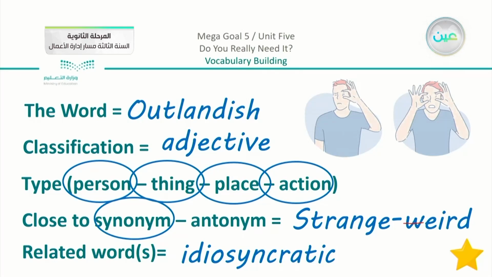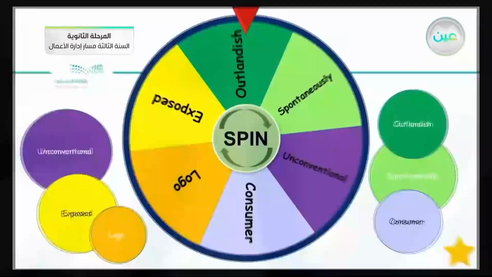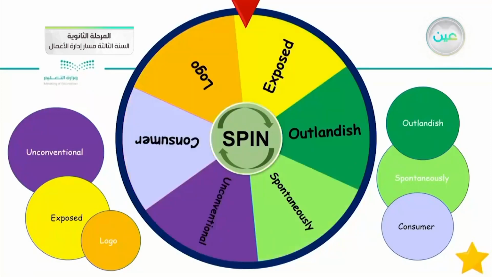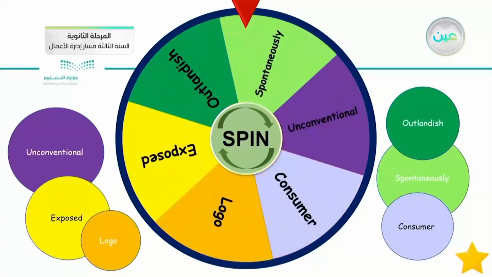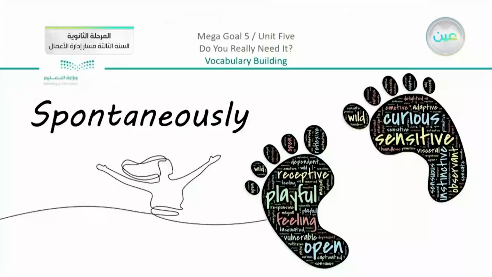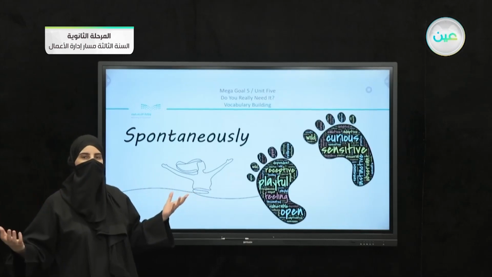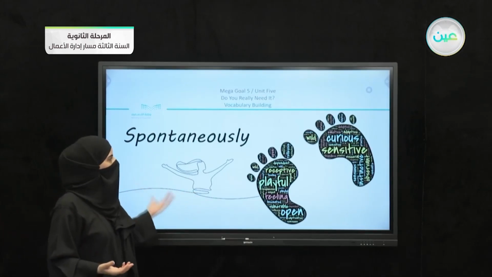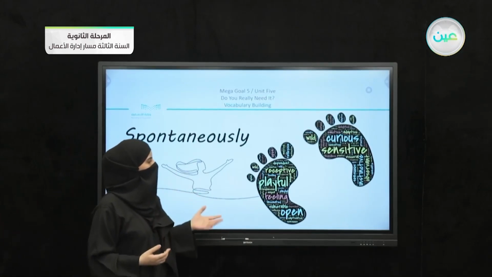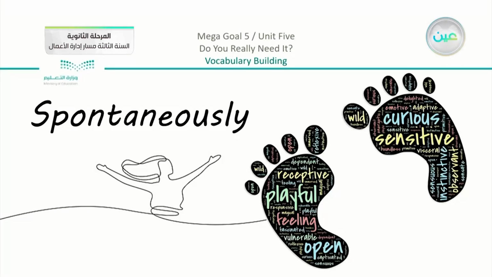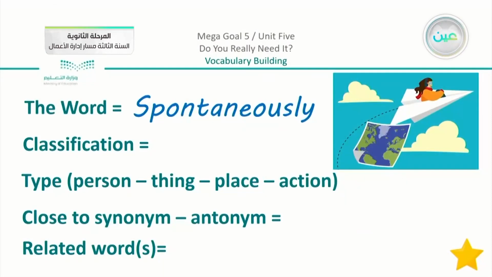So we have here the first one, which is outlandish. Now going back to our game here, let's choose another word. We can see that we have here spontaneously. Moving on to spontaneously, we can see that we have here someone who is free. Now there is no thinking here. You can see that there is someone we can relate to playful. We have here feeling, open, curious, wild. All of these words can be associated with the word spontaneous.